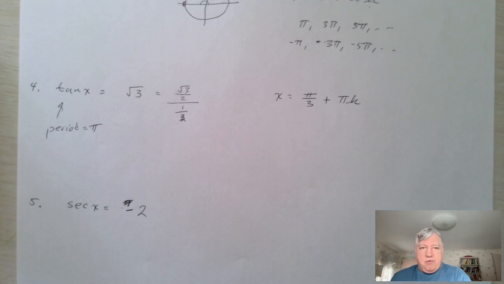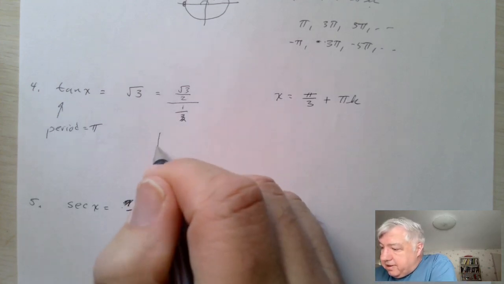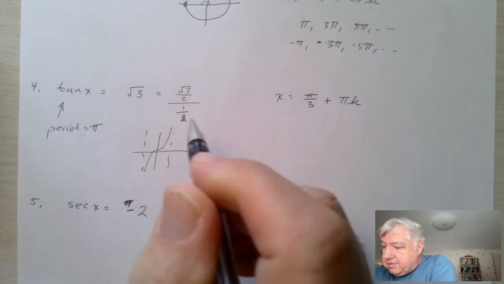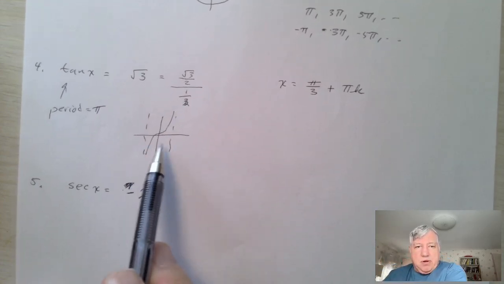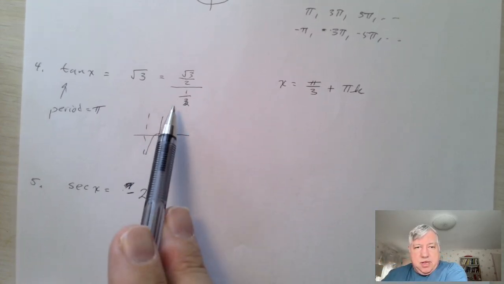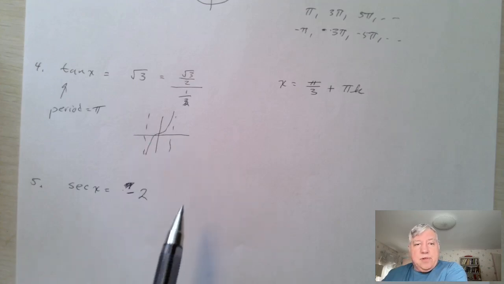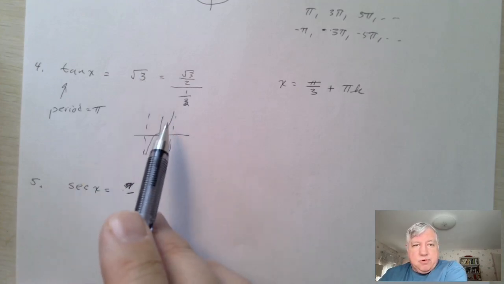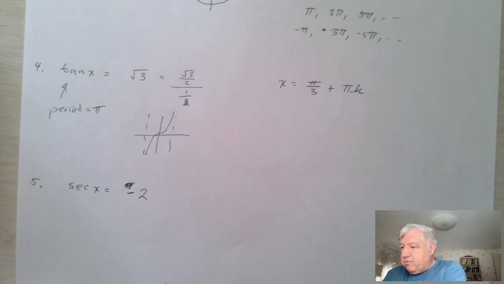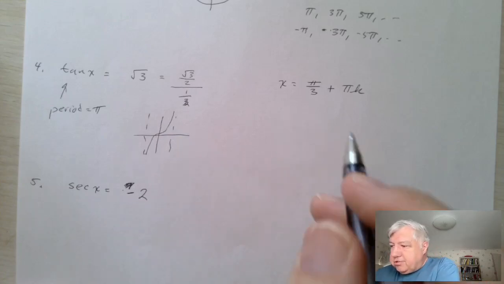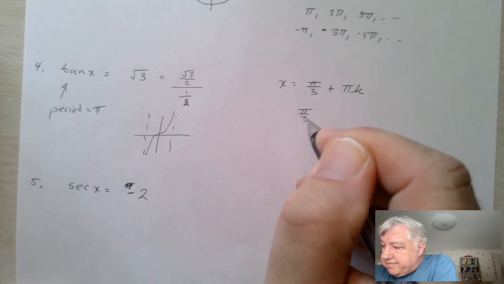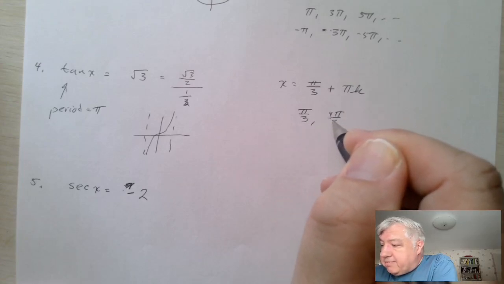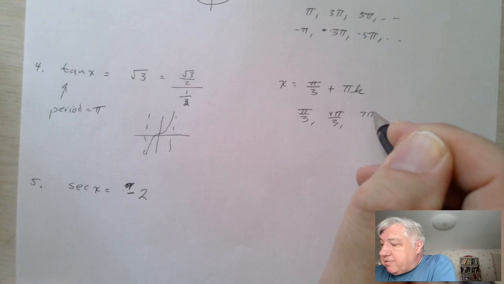Because if we look at the graph of tangent x, it's just from here to here, strictly increasing. So if you draw a line here at square root 3, you're going to get one point of intersection. So these are all the solutions. You get pi over 3, you add pi, and you get 4 pi over 3, and 7 pi over 3, and so on.